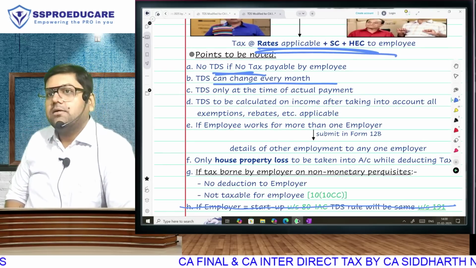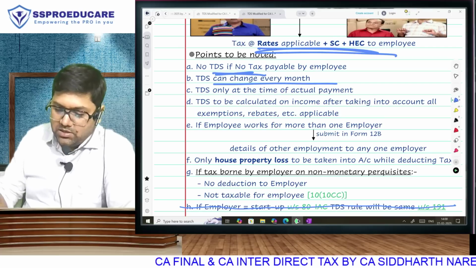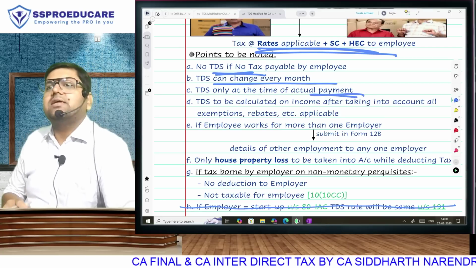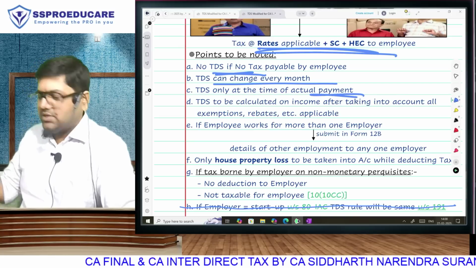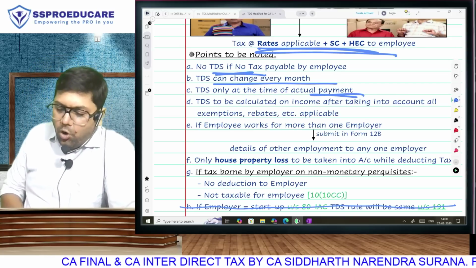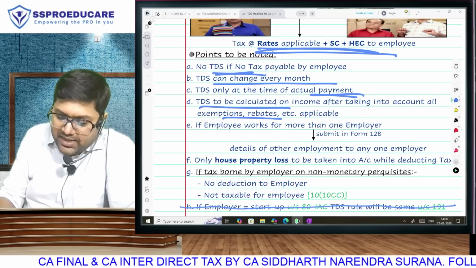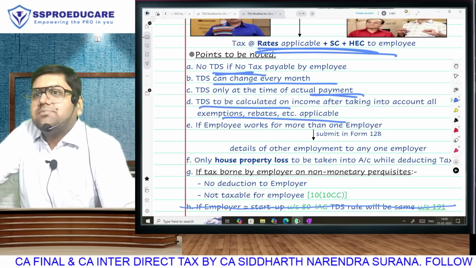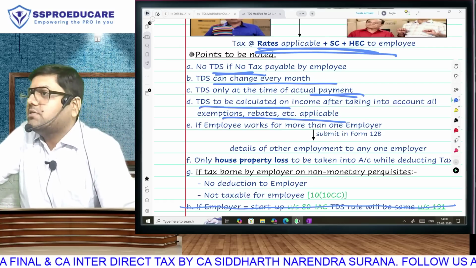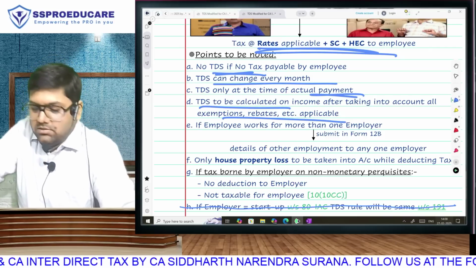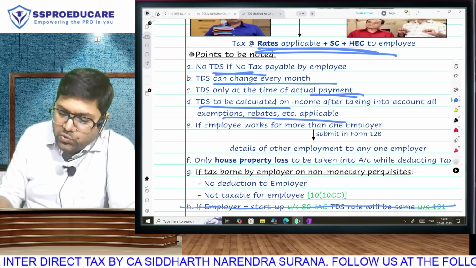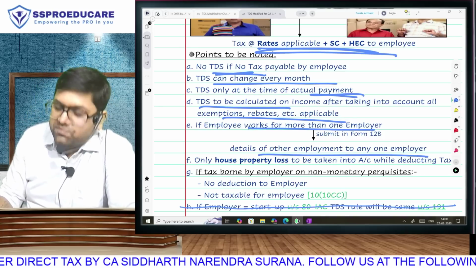Is that clear, everyone? Next, you know those 9 cases where TDS will come only at the time of payment. This is in that list. So okay, I told you not to learn that. Obviously TDS will be calculated after taking all exemptions, deductions, rebate, relief. Obviously, because the full tax considers everything. Correct or no? And if you are working for more than one employer, you will have to submit the details.